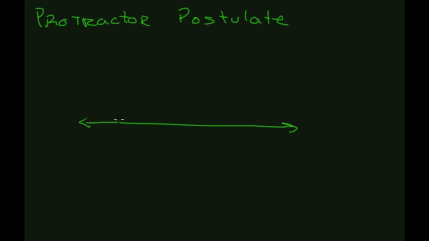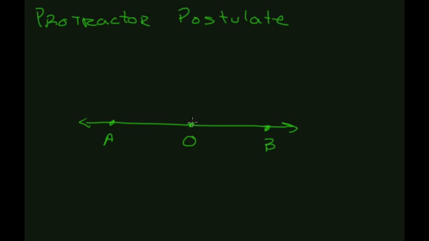Okay, so the tool that we use to measure linear measurement is a ruler. The tool that we use to measure angle measurement is a protractor. So just like we had a ruler postulate, we're also going to have a protractor postulate. So what does this say? It says that I'm going to start with a line AB, and in that line, I'm going to put a point O that's between A and B.